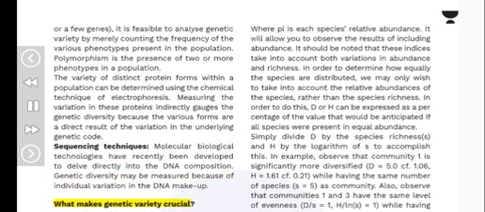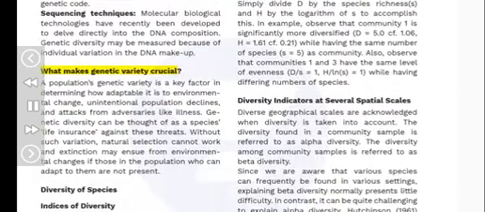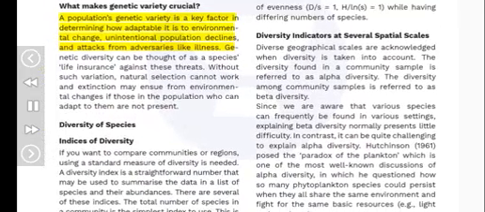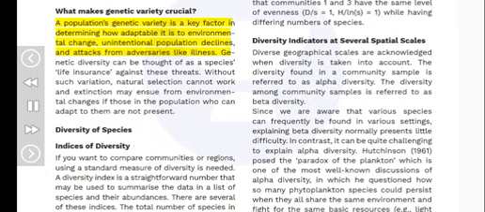What makes genetic variety crucial? Genetic variety is a key factor in determining how adaptable a species is to environmental change, unintentional population declines, and attacks from adversaries like illness. Genetic diversity can be thought of as a species' life insurance against these threats. Without such variation, natural selection cannot work. And extinction may ensue from environmental changes if those in the population who can adapt to them are not present.